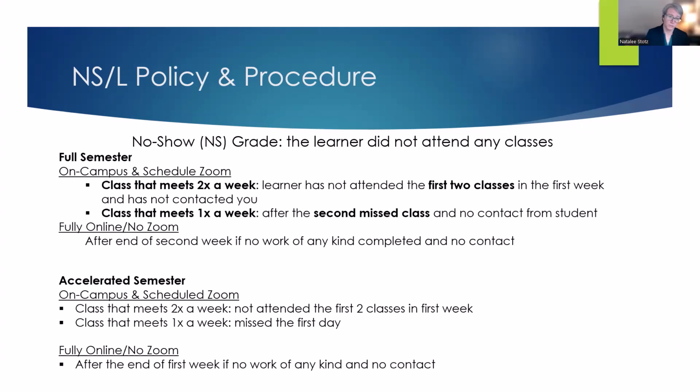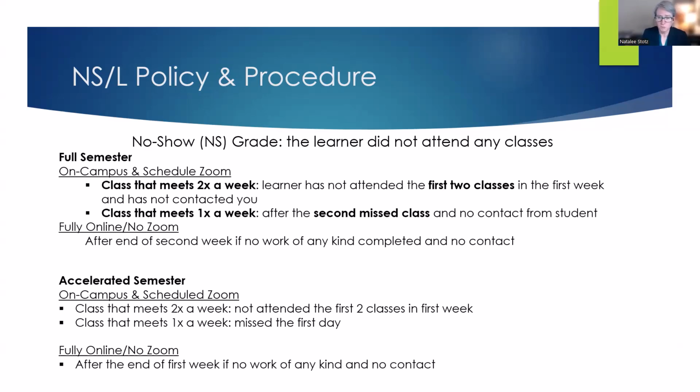So first, starting with our no-show and leave policy and procedure. Just to review, for no-show grades, that's a learner who did not attend any classes at all. If you are teaching a full semester course that meets on campus or a Zoom course that has scheduled Zoom meetings, for a class that meets 2 times a week, if a learner has not attended the first 2 classes in the first week and has not contacted you, then you need to assign them a no-show grade.